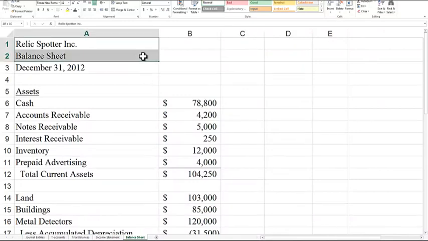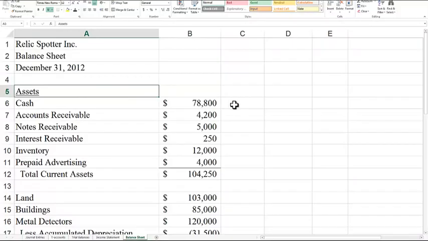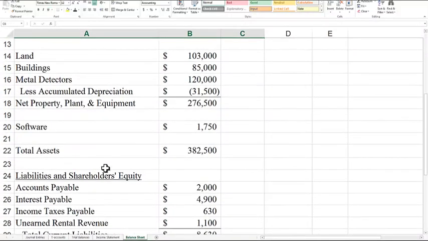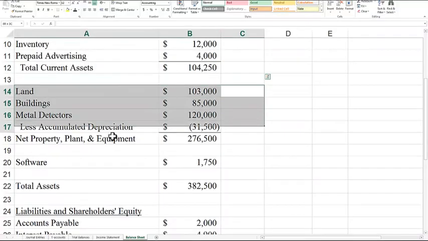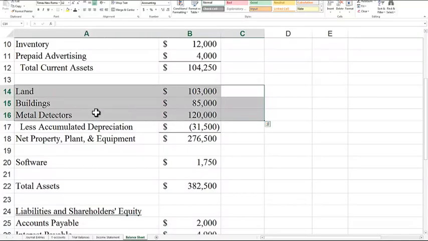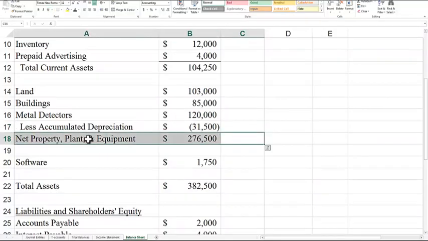So we have the Relic Spotter Incorporated balance sheet. Notice a balance sheet is a point in time, so we have December 31, 2012. We start with assets and list all of our current assets in order of liquidity. Then we follow up with tangible assets, and this is the typical treatment where land, building, and metal detectors are listed at their original cost. And then in one line item, we subtract the accumulated depreciation to report something called net property, plant, and equipment.